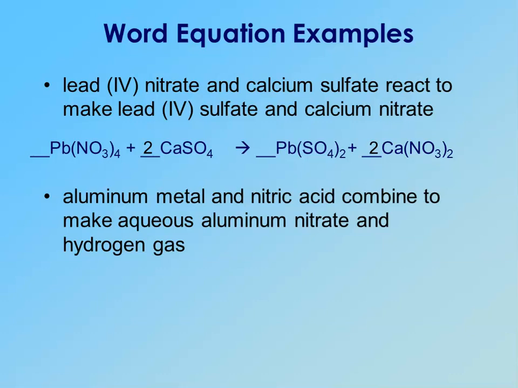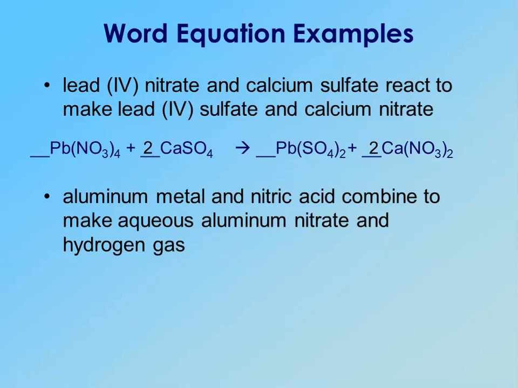My final equation, I have aluminum and nitric acid are making aqueous aluminum nitrate and hydrogen gas. I'm not concerned about writing in states. We'll talk about that a little bit more in, I think, the second chapter going into the newer material. But right now we're just going to focus on writing these formulas.